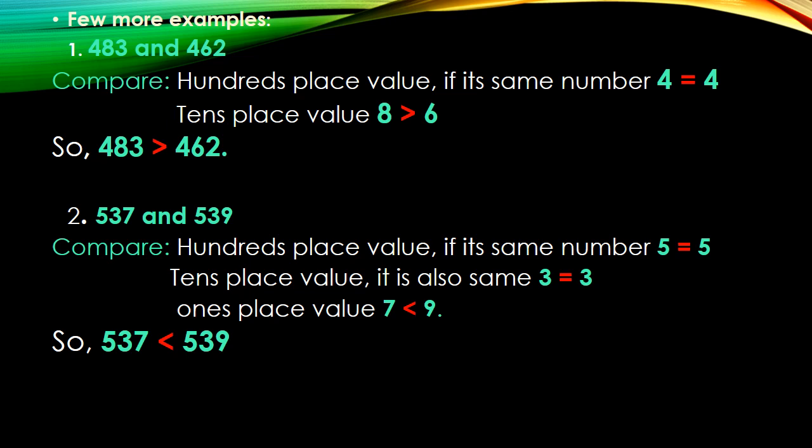In the second example, 537 and 539, compare hundreds place value. 5 equals 5, then go to tens place value. It is also the same, 3 equals 3. Then we need to go to ones place value. That is 7 is less than 9. Therefore, 537 is less than 539. Comparing 3-digit numbers, we need to compare from highest place values. Then we get the result.